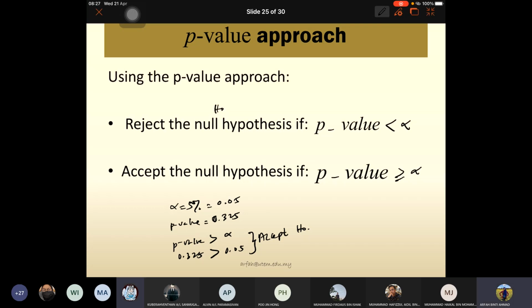Dapat tak? Dapat. Syed ada? Dah bangun tidur ke belum? Syed tak ada, Syed masih tidur tu. Amar ada? Amar, Firdaus ada kan? Adwa ada? Ada. Okay.